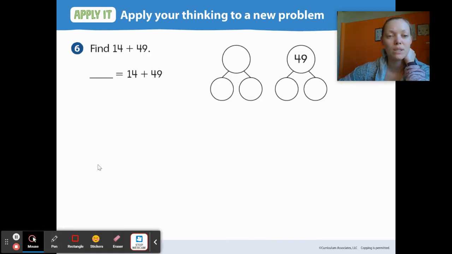Now here's problem number 6, and I want you to try it on your own first. So it says find 14 plus 49. I want you to fill in your number bonds and then stack these numbers down here, the friendly numbers together, and stack the 1s together and see what you get. So try it on your own first.